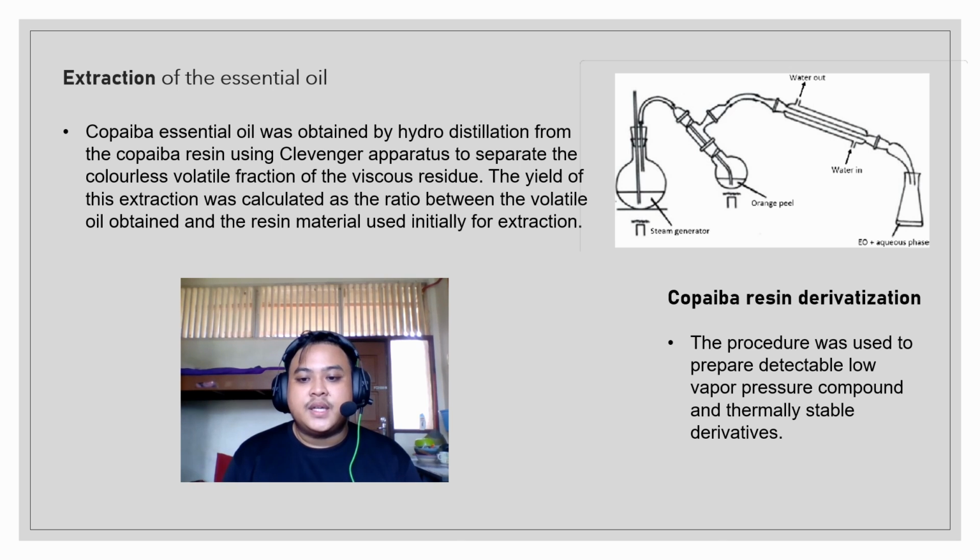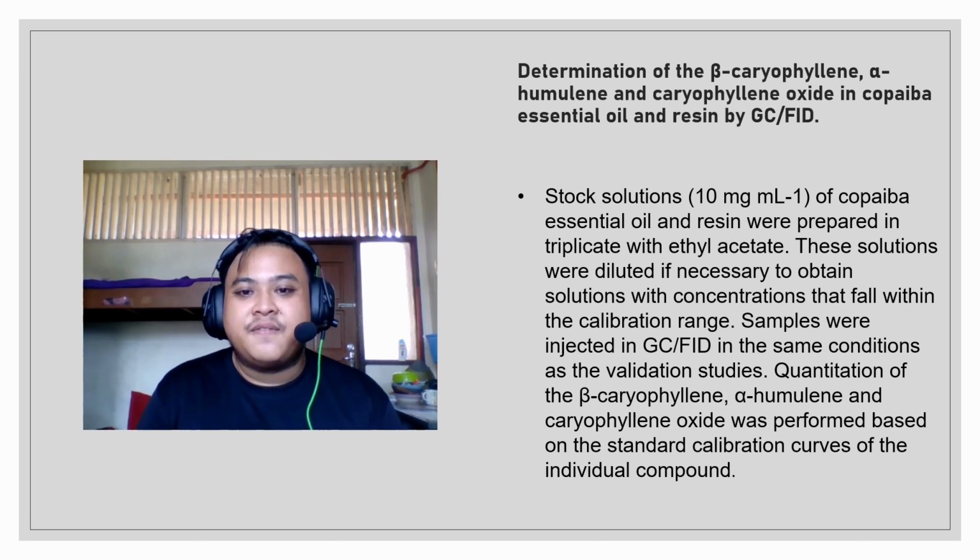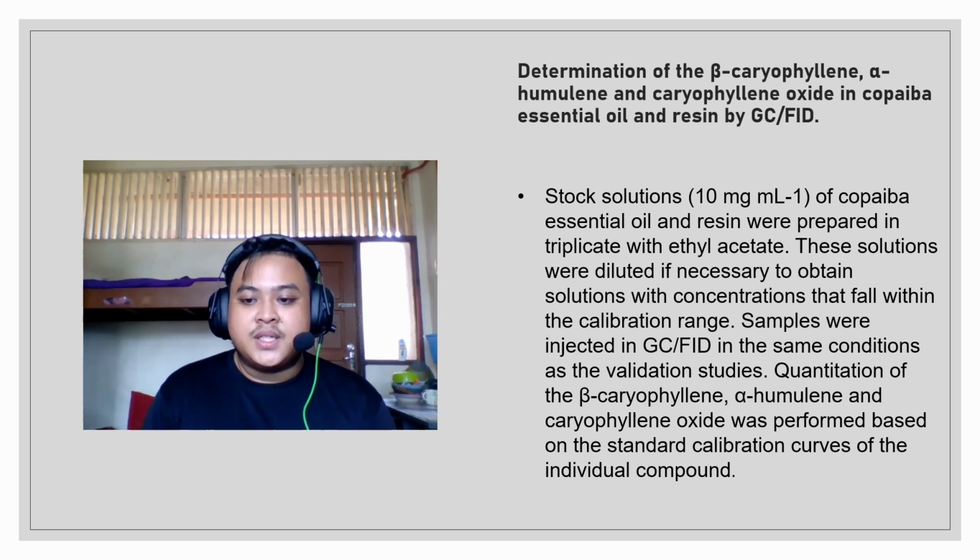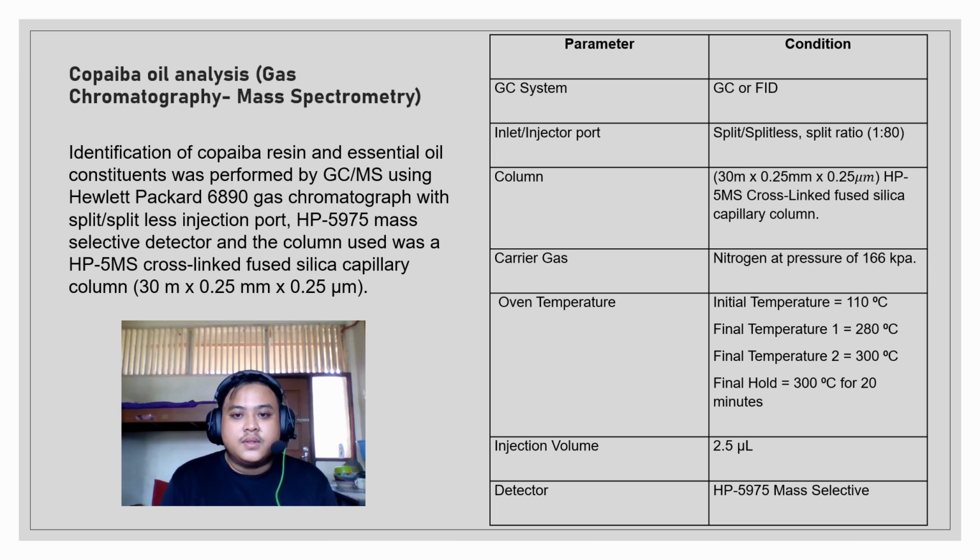Next, Copaiba resin derivatization. The procedure was used to prepare detectable low vapor pressure compounds and thermally stable derivatives. Determination of beta-caryophyllene, alpha-humulene, and caryophyllene oxide in Copaiba essential oil and resin by GC-FID. Stock solutions of 10 mg/ml of Copaiba essential oil and resin were prepared in triplicate with ethyl acetate. These solutions were diluted if necessary to obtain solutions with concentrations that fall within the calibration range. Samples were injected in GC-FID in the same conditions as the validation studies. Quantitation of beta-caryophyllene, alpha-humulene, and caryophyllene oxide was performed based on the standard calibration curves of the individual compounds. On the right side, there is a table for parameters and conditions for GC-MS.